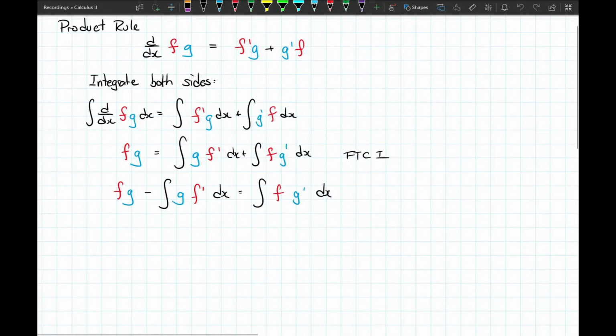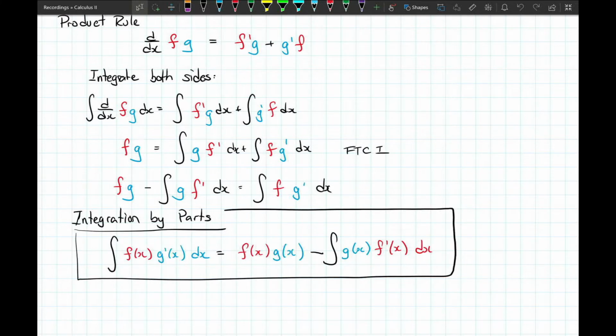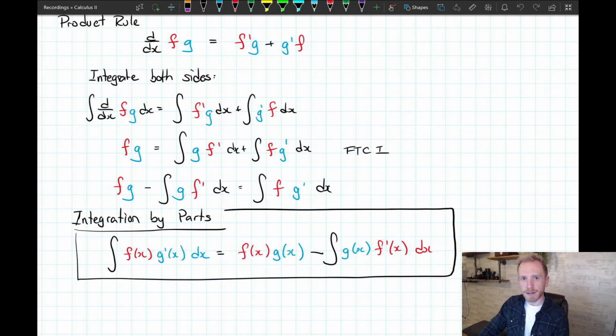Written in its most common form, the integration by parts formula is: when we have the integral of a function f of x times another function that is the derivative of g, all with respect to x, we'll replace that with the expression f of x times g of x minus a new integral of g times the derivative of f with respect to x. The goal of this new integral should hopefully be one that we can evaluate with one of the methods that we've already looked at.